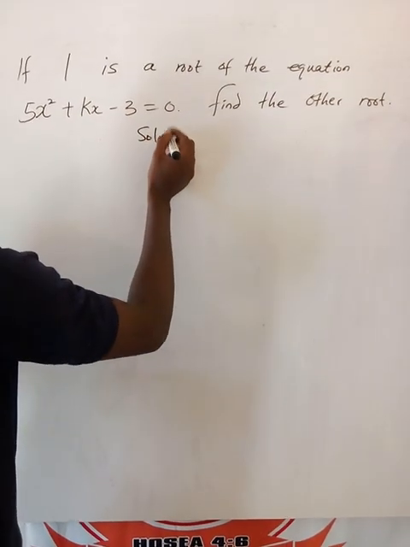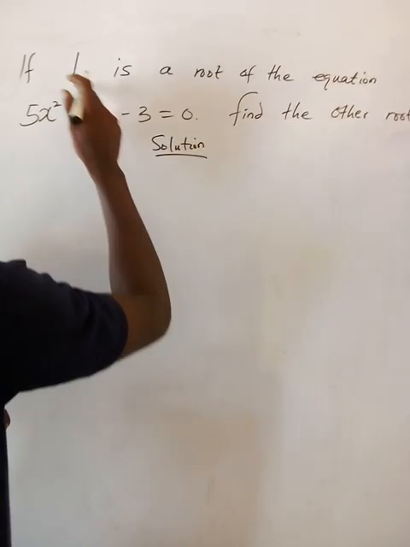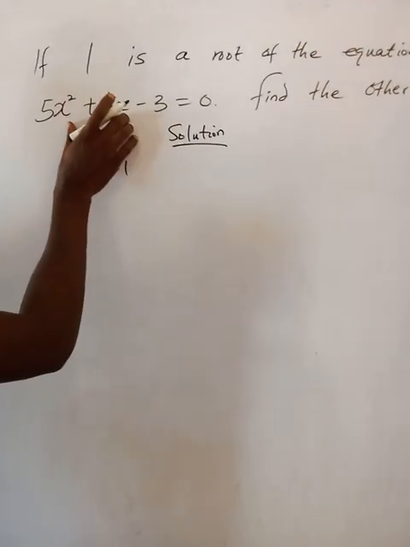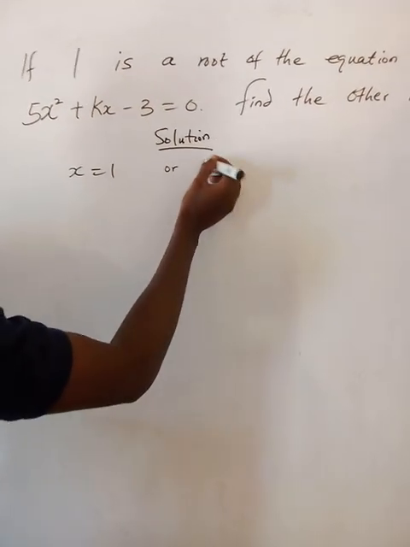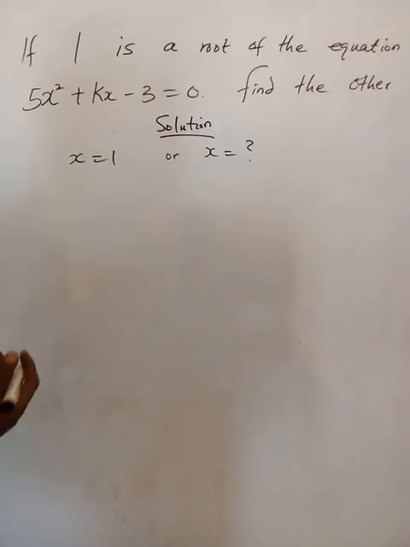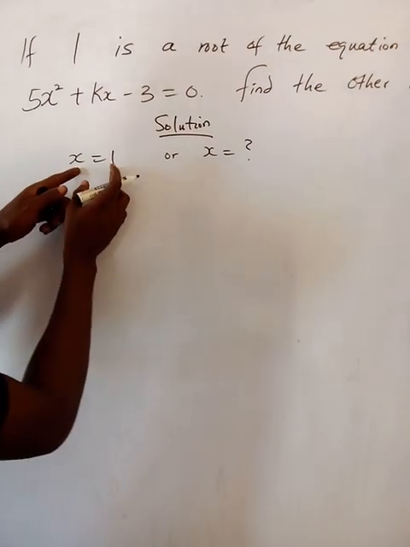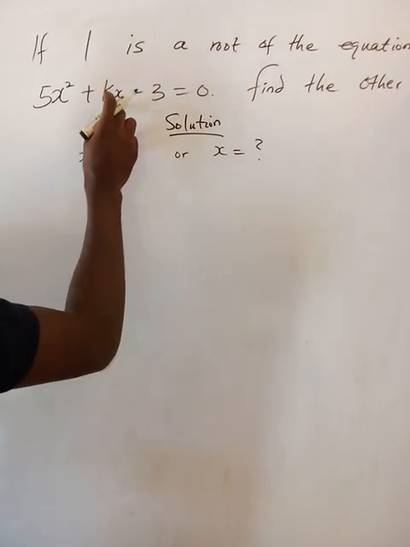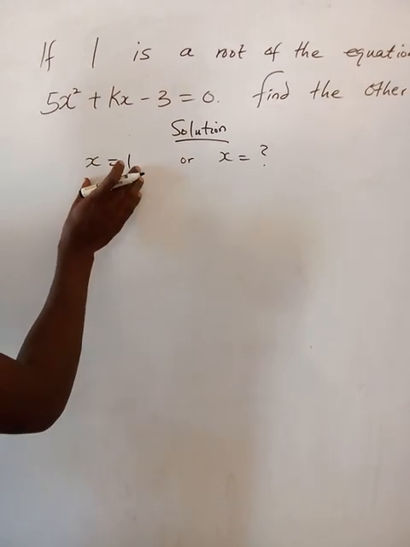Remember, given that this is a root simply means x equals 1 will satisfy this equation. The other is x equals unknown, that's the second root we are actually looking for. But we can use this now to get our k by substituting it into this equation, because we have been told that it is a root.